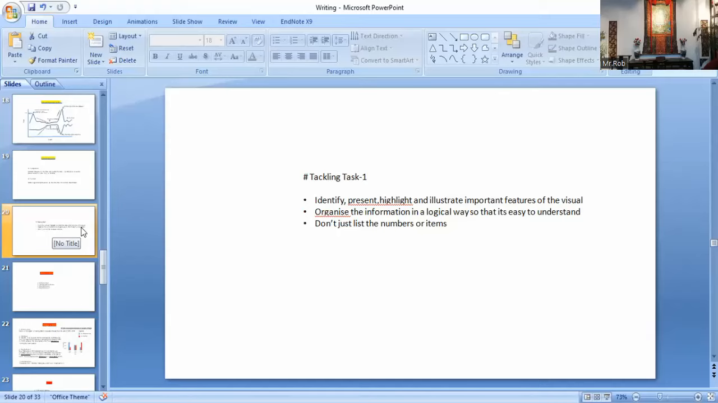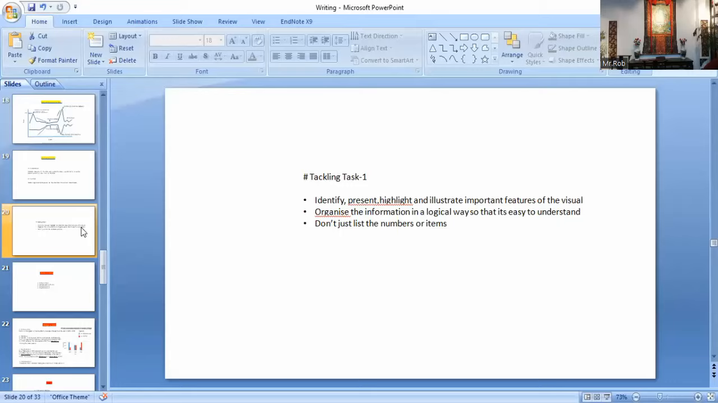Then after, you need to organize the information in a logical way so that it's easy to understand. Okay, there should be some coherence and cohesion as we already discussed in our previous section. And don't just list the numbers or items. Many students fail in the writing section because they just list the items or numbers. They just mention like A is X percentage, B is Y percentage, A is X number, B is Y number, and so on.